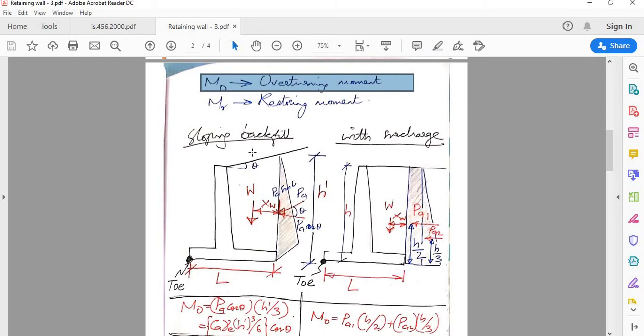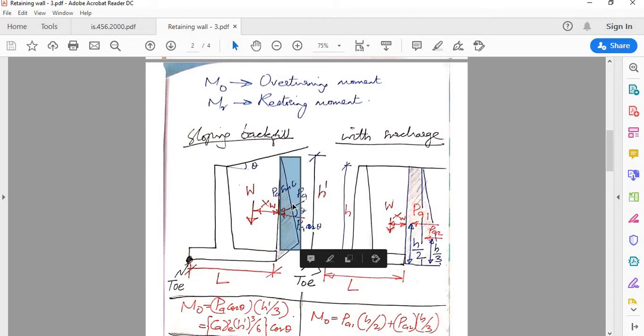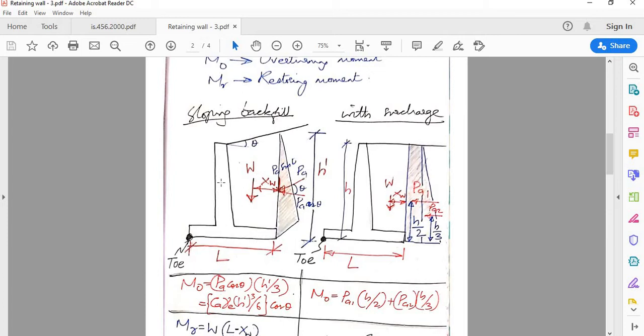In the case when you have a sloping backfill, as we said, this is the pressure diagram. It will be at a slope. PA is the active earth pressure. It will be inclined parallel to the slope angle theta, and it will have a vertical and horizontal component. And then there is W, which is the resultant of all the weights. It also includes the weight of soil which is resting on the heel portion of the slab, because that is also stabilizing the structure.